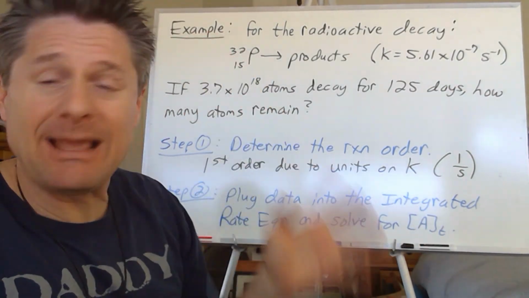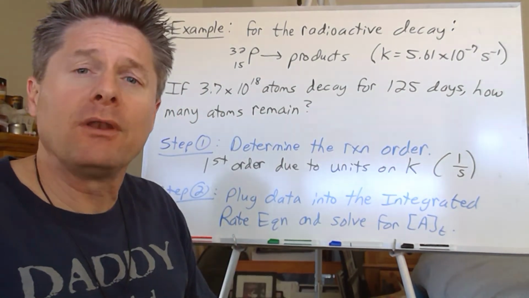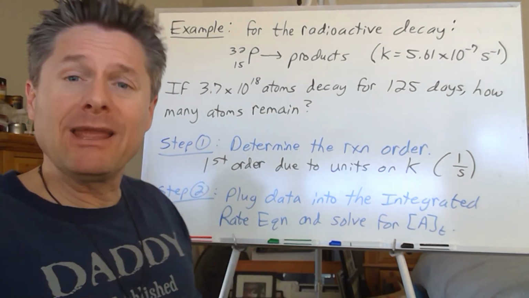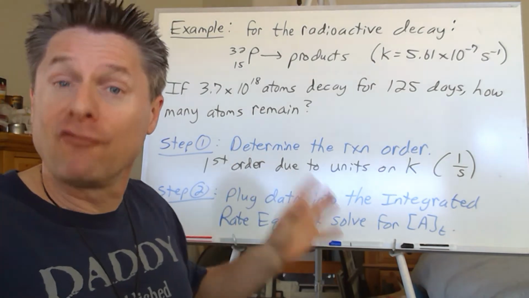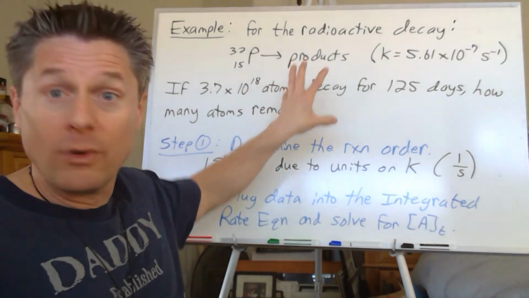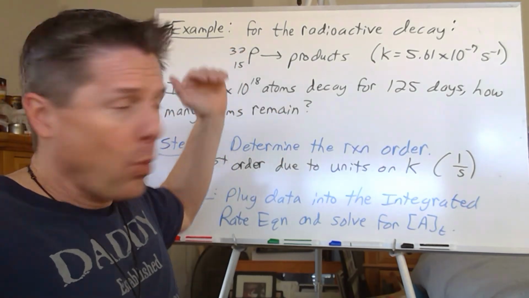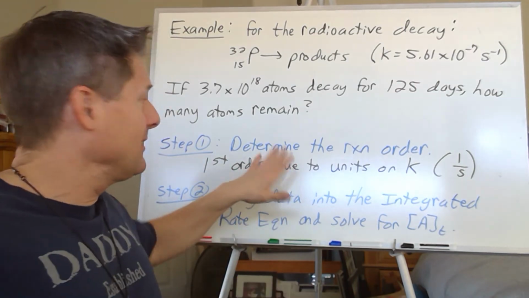I don't just grab my calculator and start going blah, blah, blah. I don't want you throwing mud at the wall and hoping it sticks. I want you to know what you're doing. So for every kinetic problem, drill it into your head: is it zero, first, or second order? Read the problem. Don't worry about the numbers. Don't worry about anything. Ask what the reaction order is from the problem. And if it's stated, great, more power to you. Step 1's easy.